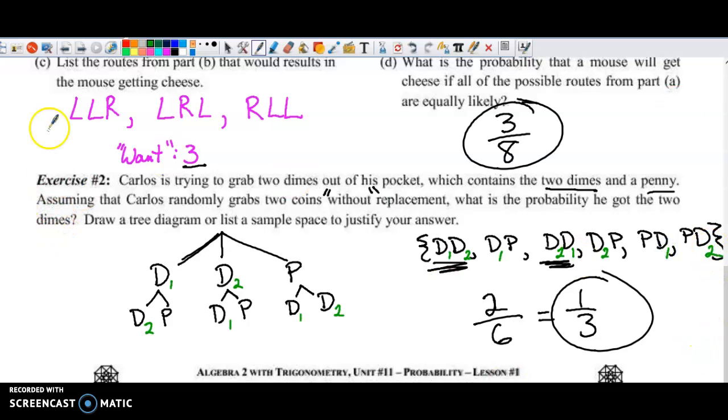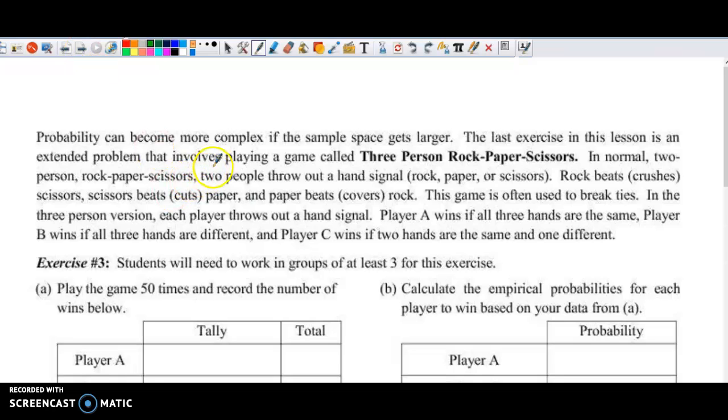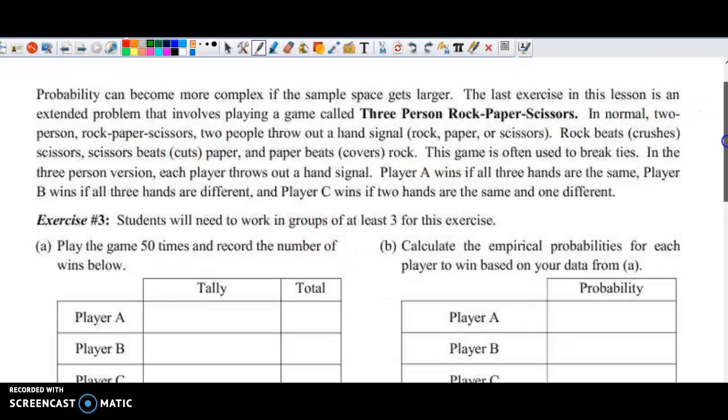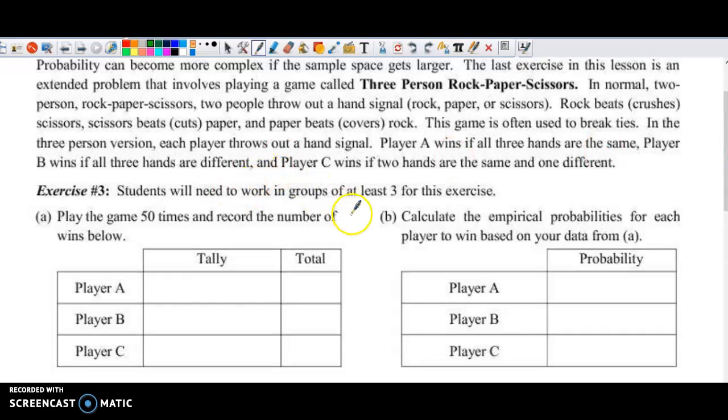But anyway, this next exercise is sort of difficult to do on a video, and I'm not sure if we'll even do this in class. The thought process here is to set up a situation where you're playing a 3-person version of rock, paper, scissors. Basically, we want to see if player A wins. So 3 people, player A, B, and C. Player A wins if all 3 play the same one. Player B wins if all 3 hands are different. And player C wins if 2 hands are the same.